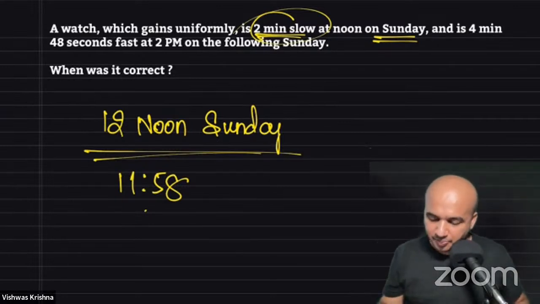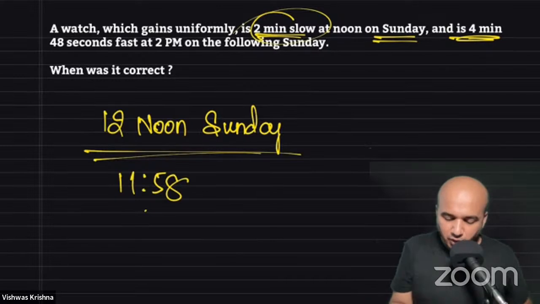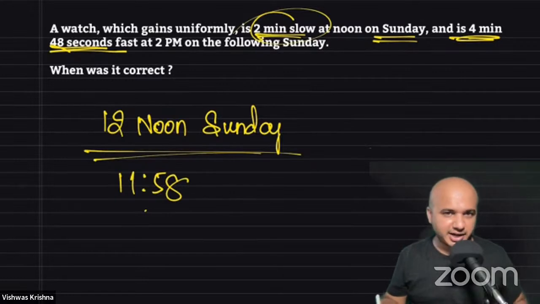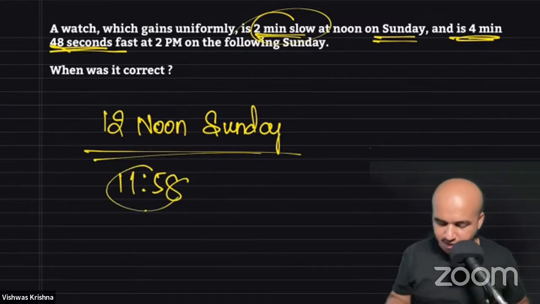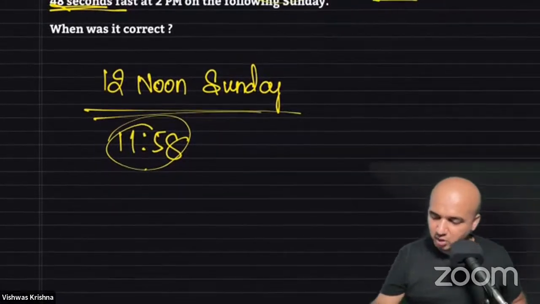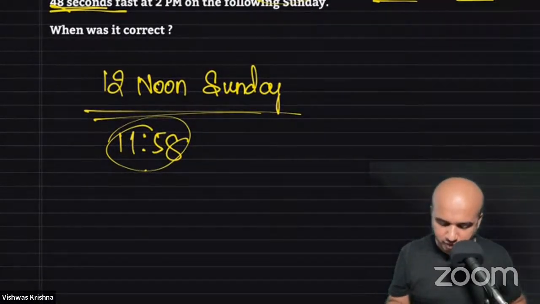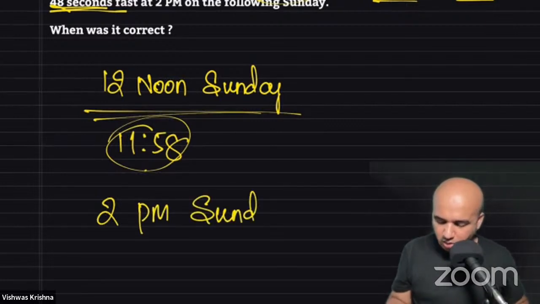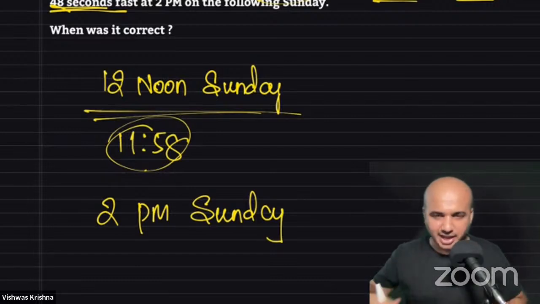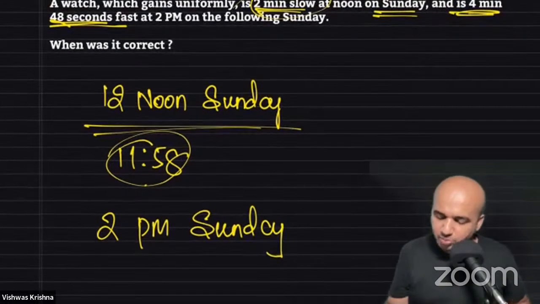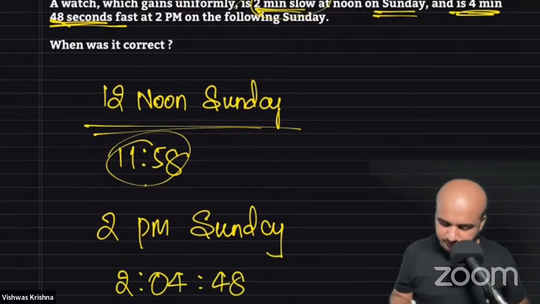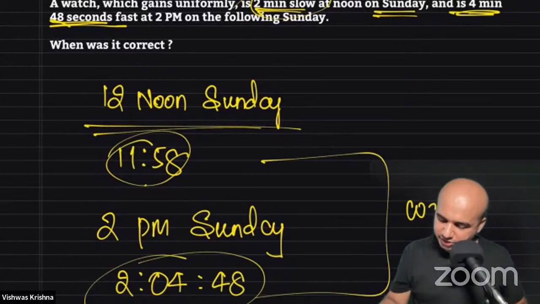Now, it is 4 minutes 48 seconds fast at 2 p.m. on the following Sunday. This Sunday at 12 noon, it was 2 minutes slow. Next Sunday, when the real clock actually showed 2 p.m., afternoon 2, this clock, because it is gaining time over a period of time, is actually 4 minutes and 48 seconds fast. That means the clock is right now showing 2:04:48.